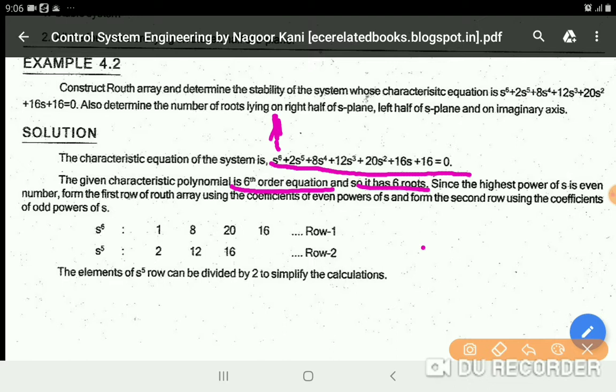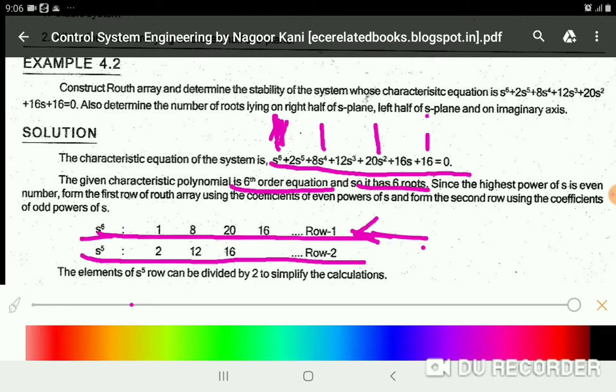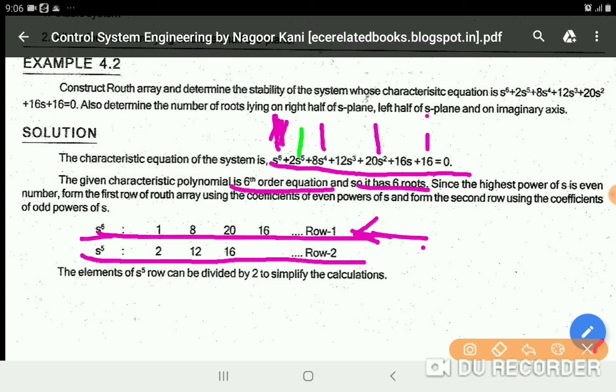Now, construct an array. So, we can start it with s power 6. Here we write in the first row all coefficients of even powers of S. So, 1, here s power 4 coefficient 8, then s square coefficient 20, then s power 0 coefficient 16, which forms row number 1. Then all the odd numbers constitute the second row. Here s power 5 coefficient 2, s power 3 coefficient 12, s power 1 coefficient 16, which constitute row 2.